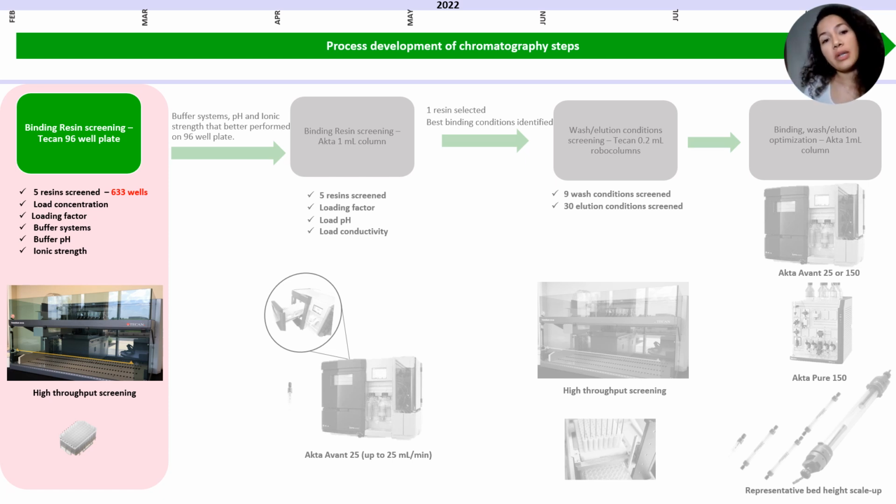To illustrate our process development strategy, we pre-selected 5 resins according to the criteria explained previously, and we started screening the binding conditions. The resins assessed here were in a 96 well plate format, which allowed us to screen 633 wells, assessing different conditions of load concentration, loading factor, buffer systems, buffer pH, and ionic strength.